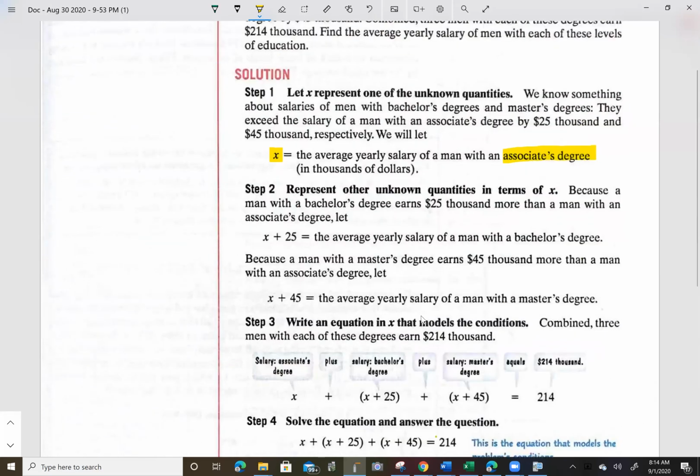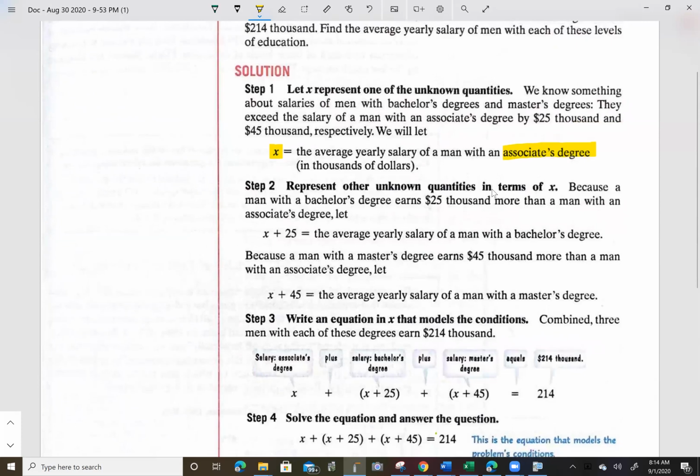Step 2, represent other unknown quantity in terms of X. This is what I was just talking about. So we're going to represent the man with the bachelor's degree in terms of X. And that's really important. I'm going to write that over here to remember. In terms of means how it is comparing to the variable that it's talking about. And here, with a master's degree, both of them are in terms of the associate's degree.